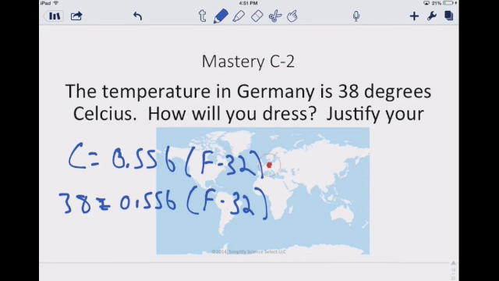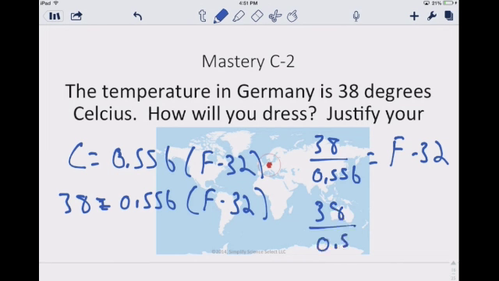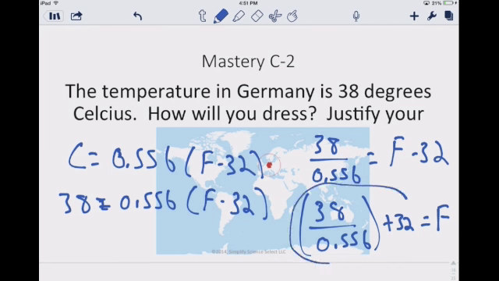So to do this, we go ahead and divide this out. So we'll take our 38 all divided by our 0.556, and that equals our Fahrenheit minus 32. So to get Fahrenheit by itself, we'll just go 38 all over 0.556. Put that in parentheses, plus 32 equals our Fahrenheit. When we plug this into the calculator, if we do it correctly, we should get something right around 100 degrees Fahrenheit, which is extremely hot, which we would probably wear some shorts and a t-shirt.